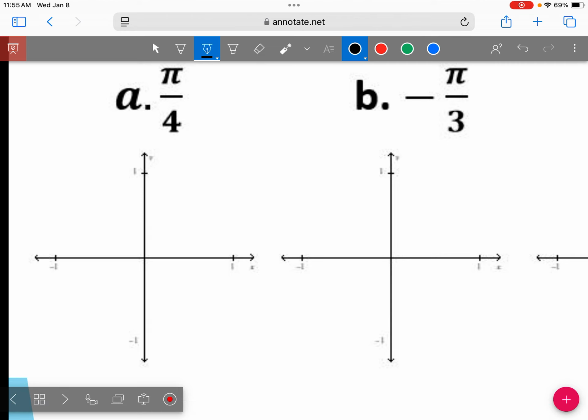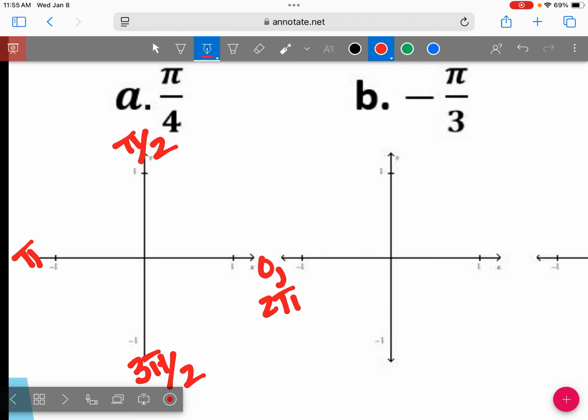All right, so again, let's go ahead and label. This is 0. This is pi over 2. This is pi. This is 3 pi over 2. And this is 2 pi. So this is a little tricky, because what quadrant, show me with your finger, where do you think pi over 4 is going to fall?